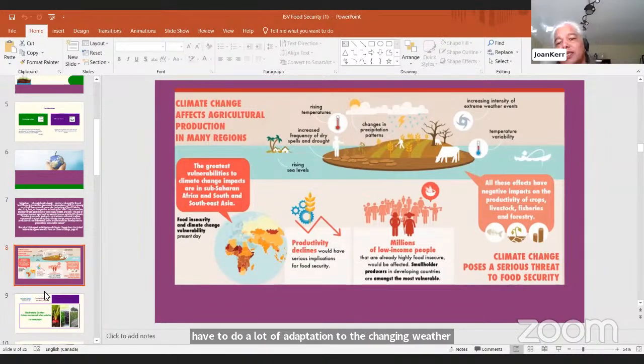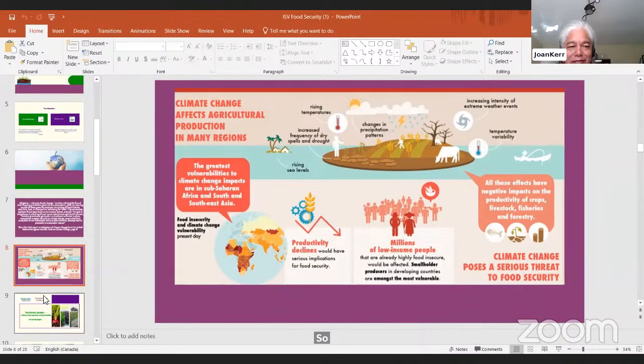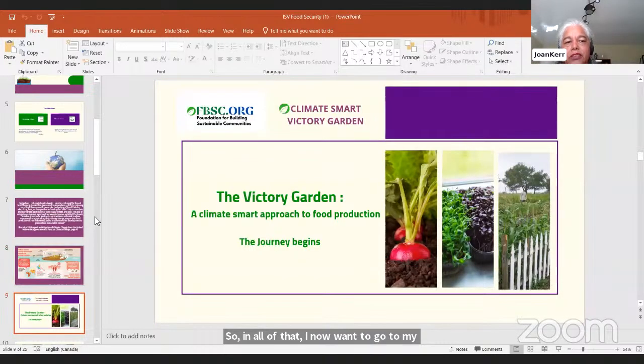So in all of that, I now want to go to my project because I can talk about that so freely. In 2008, I read a story that our local food bank had empty shelves. And so I contacted them and asked them, why do you have empty shelves? Well, the food bank collected canned foods and packaged foods. And I said, well, what about fresh vegetables? Oh, no, we don't have that. I thought, oh, it'd be a great thing to do.